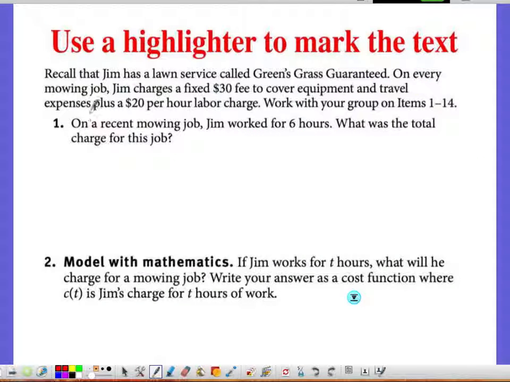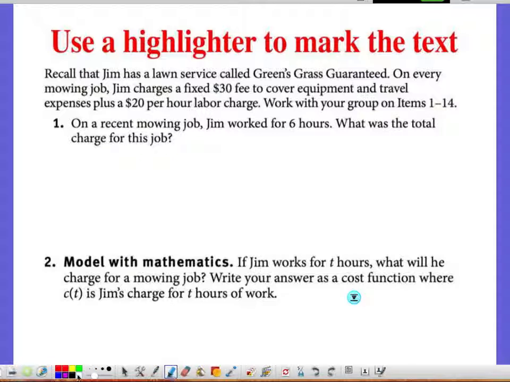Okay, so let's take a look at the text. Recall that Jim has a lawn service called the Greens Grass Guaranteed. On every mowing job, Jim charges a fixed $30 fee to cover equipment and travel expenses plus a $20 per hour labor charge. Number 1. On a recent mowing job, Jim worked for 6 hours. What was the total charge for this job?